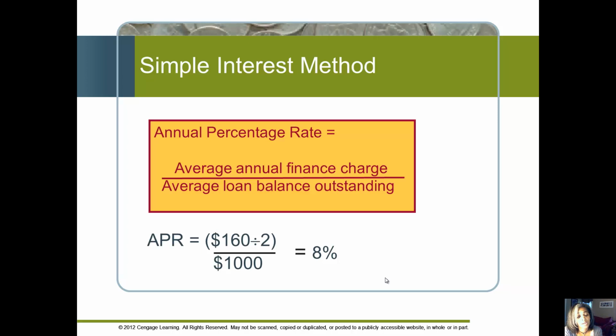So if we take that 160 that we just calculated, divide it by 2, and divide it by 1,000, we get 8%. So we're dividing it by 2 because this is a 2-year loan and we want an annual interest rate. So our average annual finance charge is the total finance charge divided by the number of years of the loan. And then we divide it by the principal and we get the 8%.